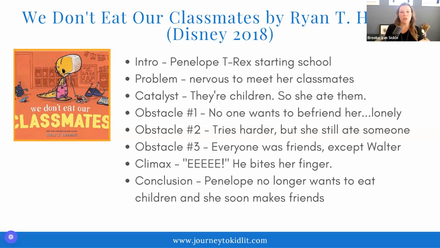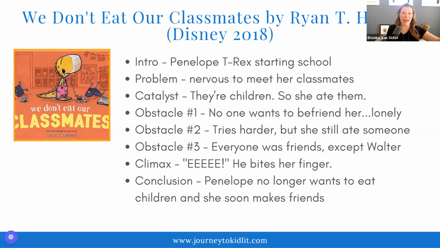It starts with introducing us to Penelope T. Rex, and she is getting ready to start at a new school. Starting a new school is a very common trope, a very common story idea for kids' books, but Ryan T. Higgins does this in a very unique way by using a dinosaur who goes to school with kids. And the problem is she's nervous and she really wants to make friends. So the external goal is: I need to make a new friend, but I don't know how because I'm shy and nervous.